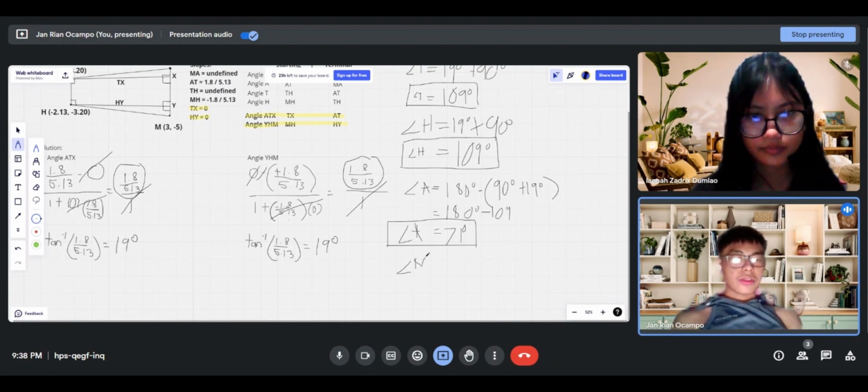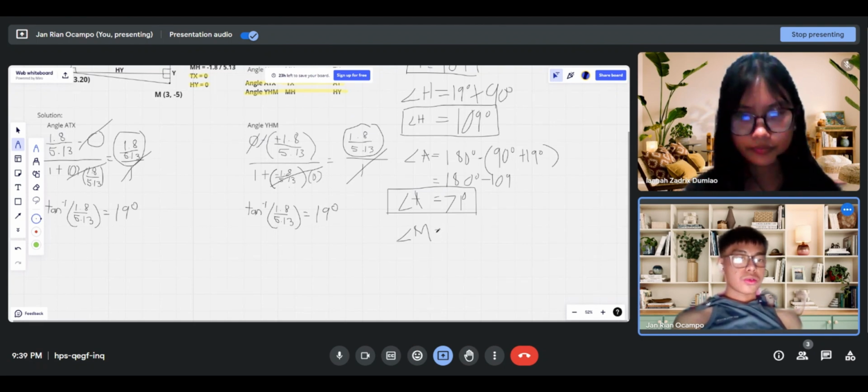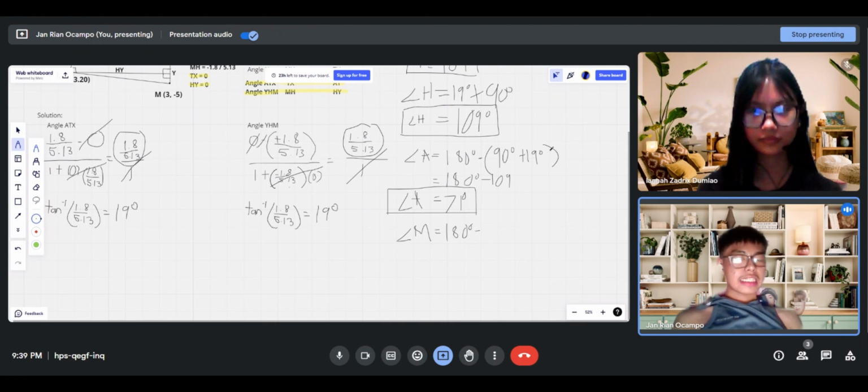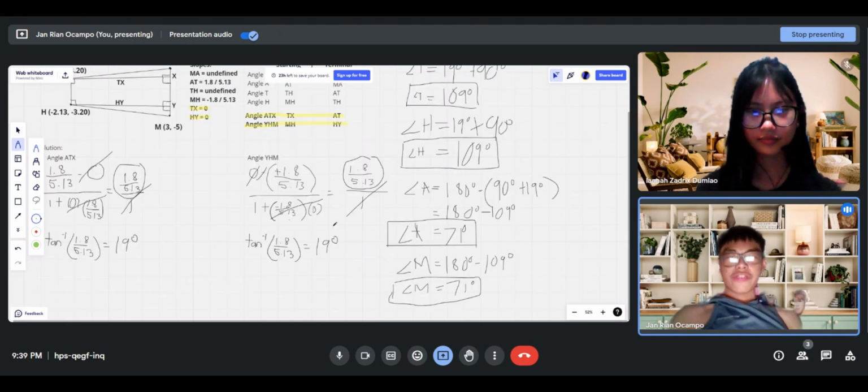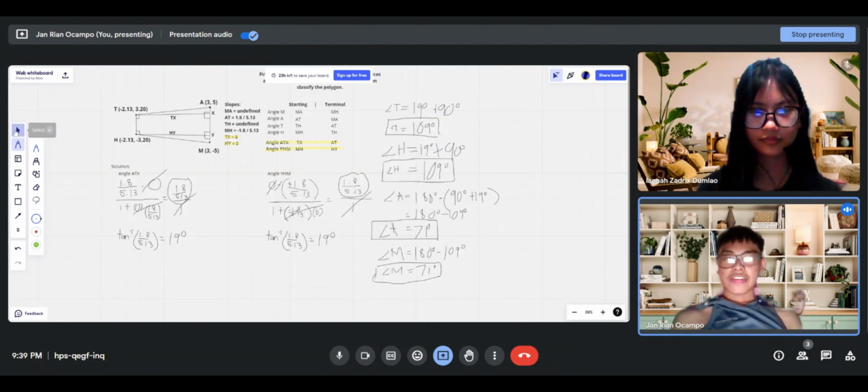The last angle that we are supposed to find is angle M. Angle M is equal to 180 degrees minus 90 plus 19. Since we already found that, let's just substitute it, 180 minus 109, and again, the same answer is 71 degrees. And yet again, this is a final answer. Now we have found all the interior angles of the polygon. So now we should classify it.